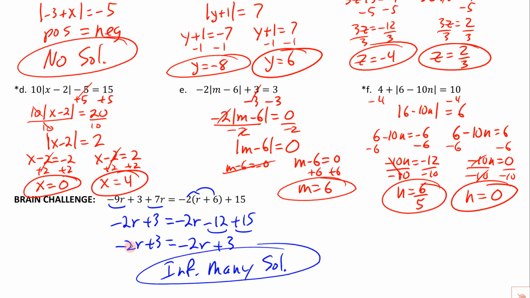All right. If you did want to cross off those and get 3 equals 3, there's nothing we can do to mess that up, so definitely infinitely many solutions here. All right.